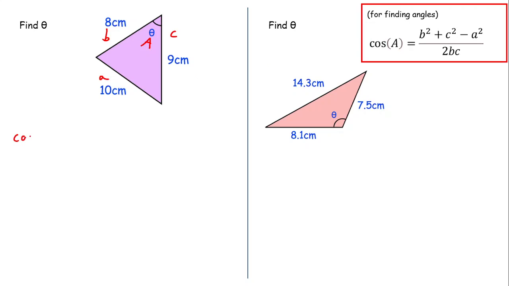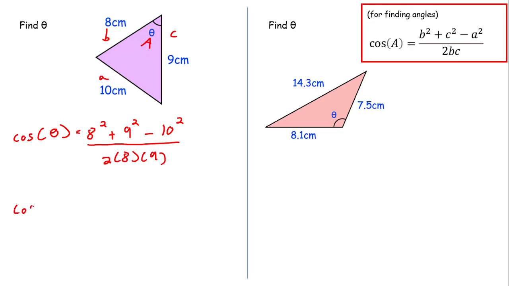So we're going to get cos of the angle A, which is theta, that's what you're trying to find, is equal to b squared plus c squared. B is 8, so 8 squared. C is 9, so 9 squared. Minus a squared, where a is 10, so 10 squared. Over 2bc, which is 2 times b, which is 8, times c, which is 9.